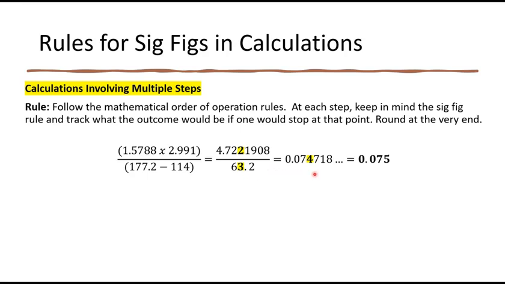When we divide our two values, we end up with 0.074718, etc. Because we need 2 sig figs, we're going to keep 0.07, and we're going to round up the 4 to a 5 because the next number is a 7. Remember that all the zeros in front of our first non-zero digit are not significant. So 0.0 are not significant digits, but the 7 and the 5 are.